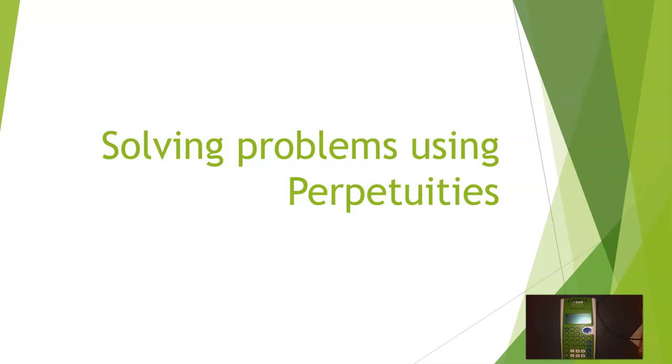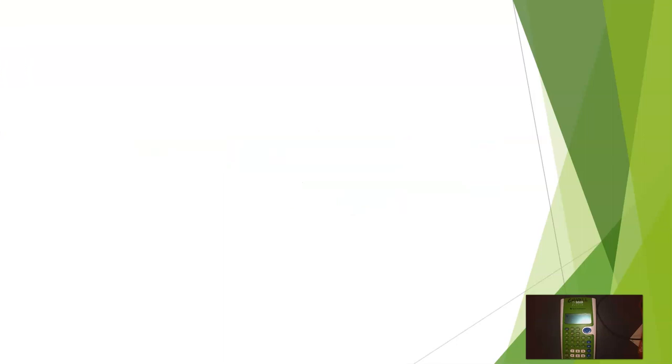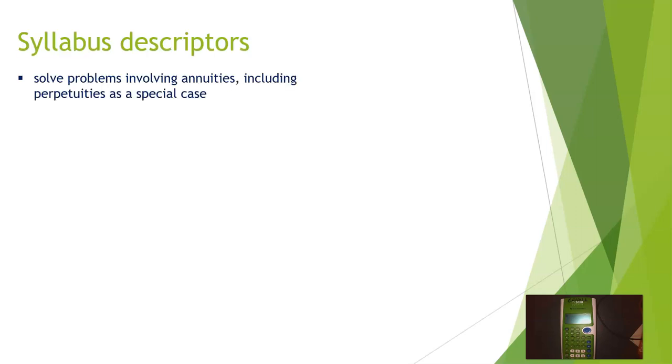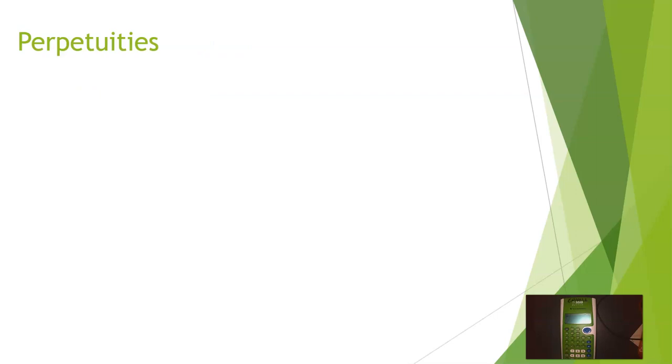Okay, so today we're going to solve problems using annuities. This is Year 12 General Mathematics, Unit 4, Topic 1, Loans and Investments, and Subtopic 3, Annuities and Perpetuities. So what's the syllabus description that we are looking at today? We are solving problems involving annuities, including perpetuities as a special case.